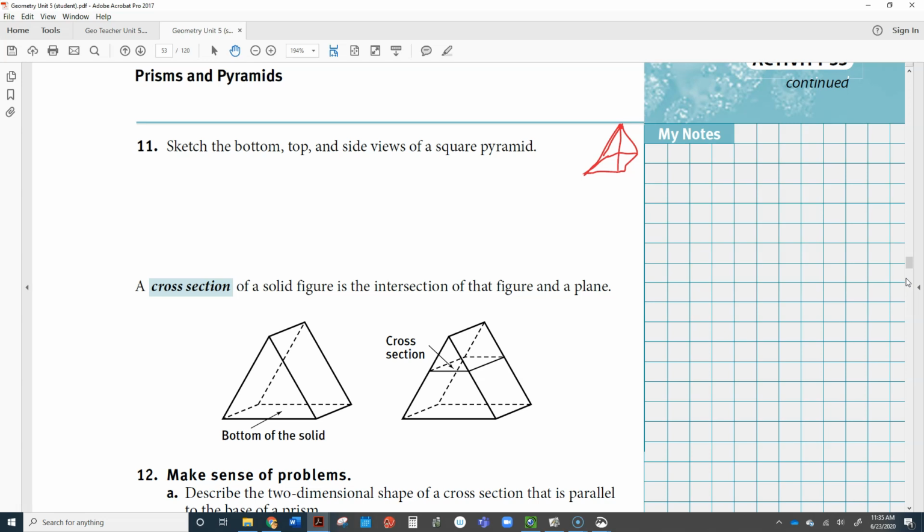So the top, I know, if you look down, you're going to see a square. And if you want to put those dotted lines to represent depth, if there's depth perception, you can see that there might be. But if you don't have depth perception, then you'll just be able to see a square. So that's the top. And of course the bottom is just going to be a square. And then the side view is you're just going to see the triangle.